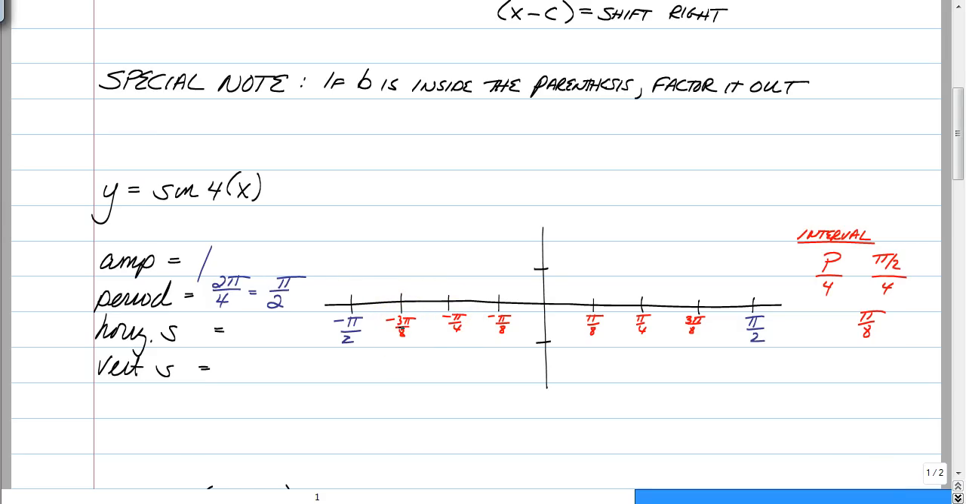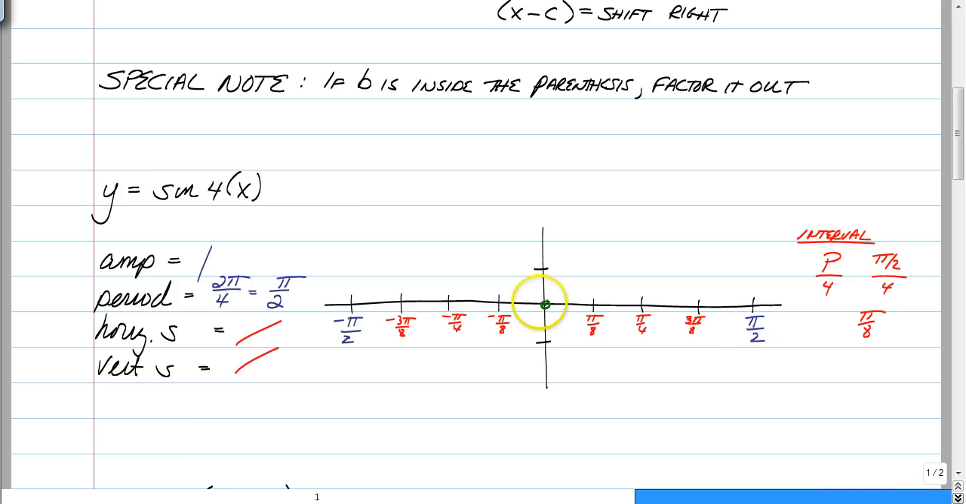Your horizontal shift, there isn't any, and there's no vertical shift, okay? So the purpose of this graph was just to get you to see the period. How do we change the period? And that's it. You are ready to graph. So the only thing you have to do for period is change the tick marks.